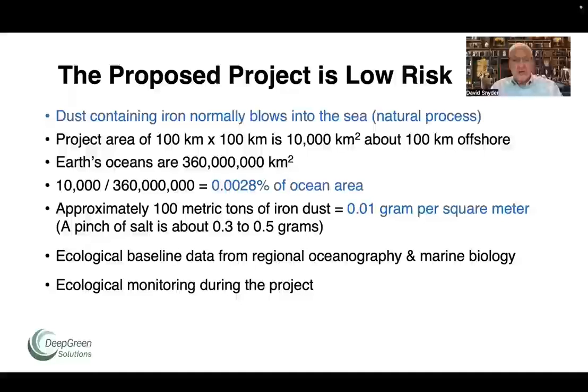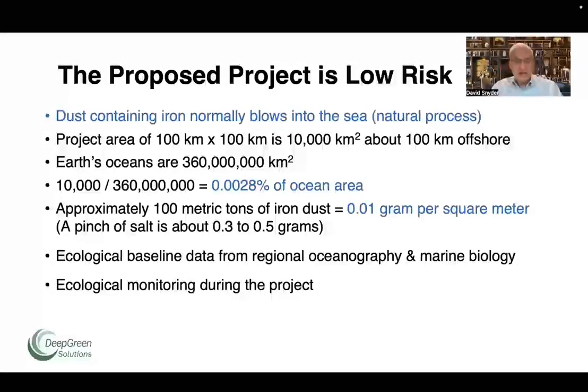The project is actually low risk. It's doing something that normally happens when iron blows into the sea. It's a small project area relative to the size of the ocean, and the amount of dust that we're depositing is really a low concentration per area. And we would do ecological monitoring to watch for any possible adverse effect, although none have been observed in the past and none are anticipated.